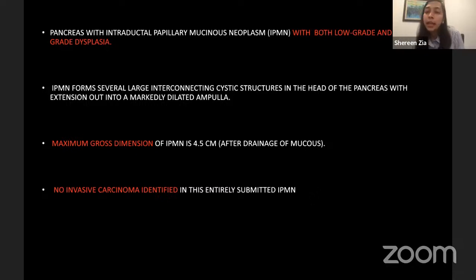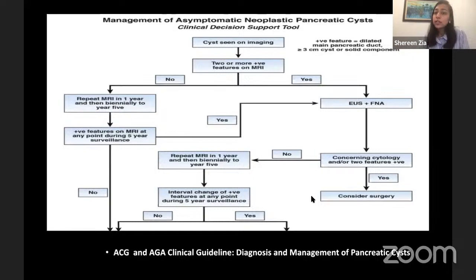And when you are identifying something as IPMN, you have to tell whether there was an associated invasive cancer with those lesions or not. So there wasn't any invasive cancer identified in this case. I'm just putting this up to show you how it is worked up.